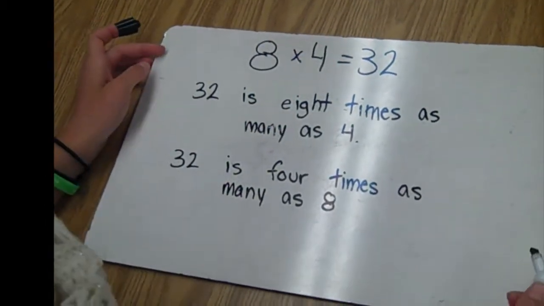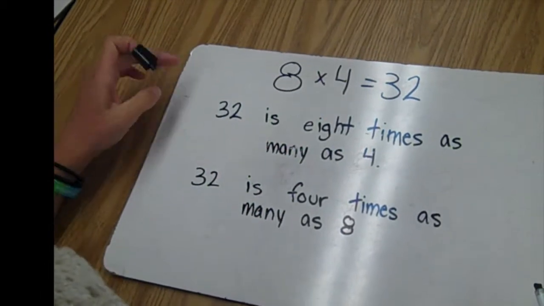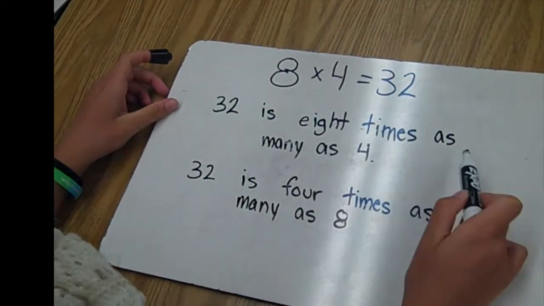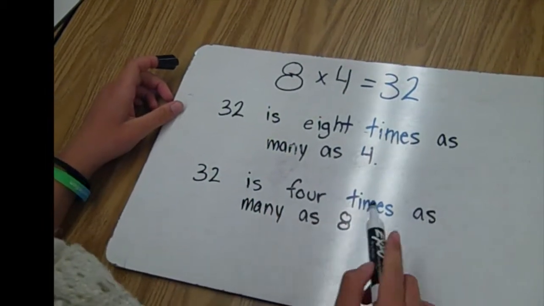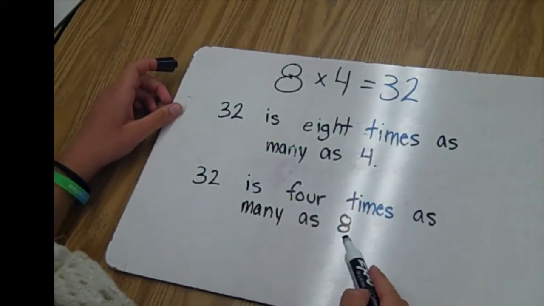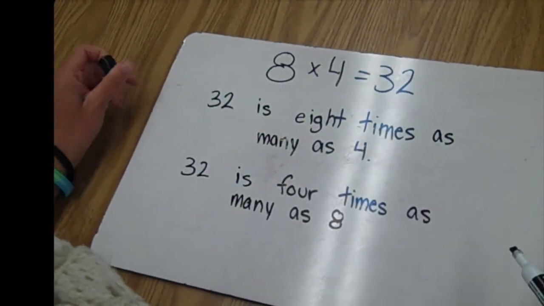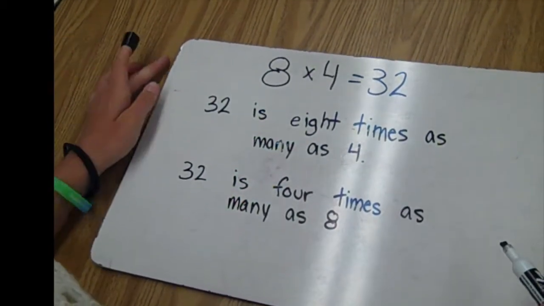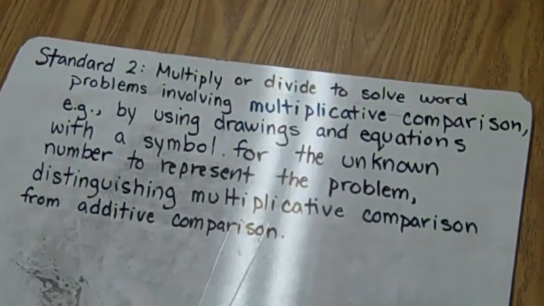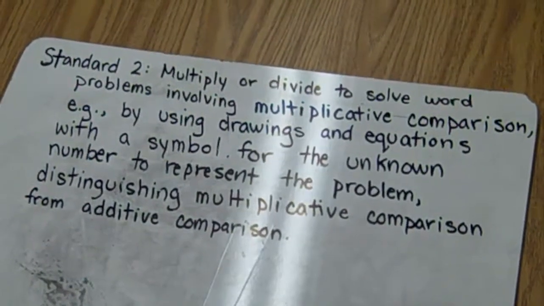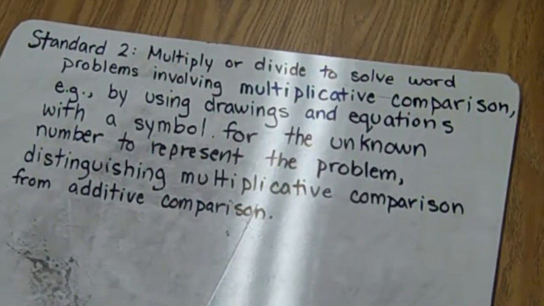Students also need to be able to write and understand this equation as saying 32 is 8 times as many as 4, and 32 is 4 times as many as 8. We will look more at multiplicative comparison problems in the next standard. The second standard is multiply or divide to solve word problems involving multiplicative comparisons.